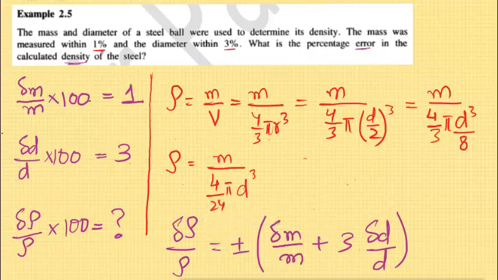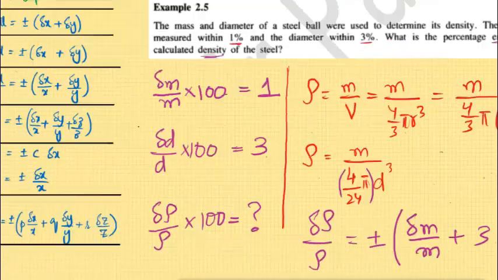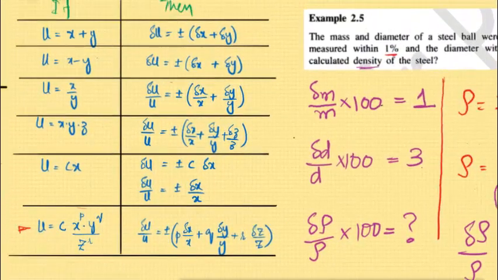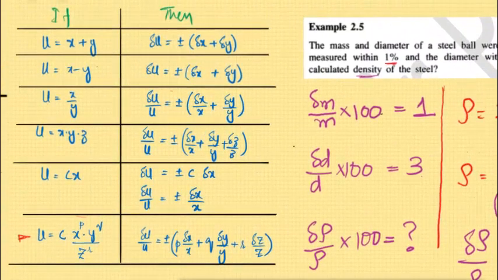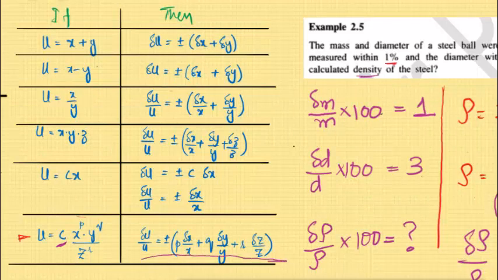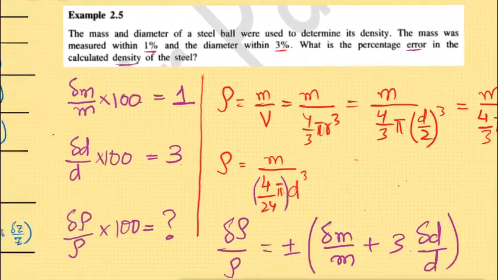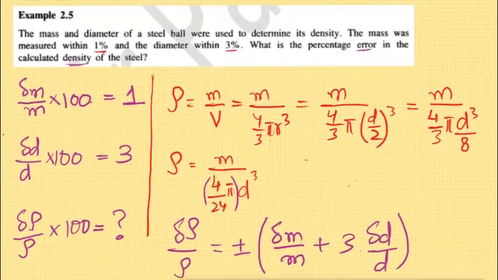And now you must be wondering, what happened to this constant, 4 over 24 into pi? See, while figuring out the fractional error, the constant is ignored. We do not consider the constant while figuring out the fractional error. You can see here in this equation, I have a constant in the equation, but while figuring out the error, there is no such thing as C in the whole equation. Why? Because we ignore the constant while figuring out the fractional error. That is why I have ignored my constant, which is 4 over 24 pi.